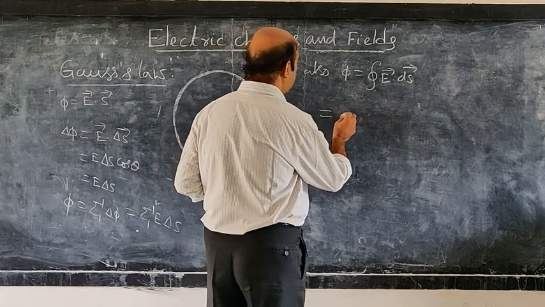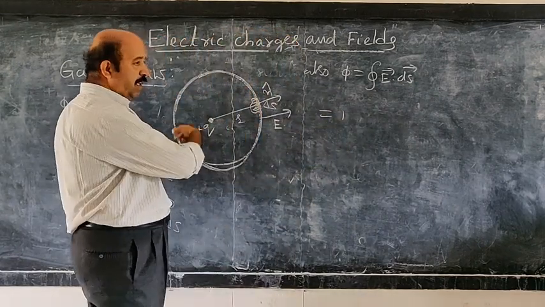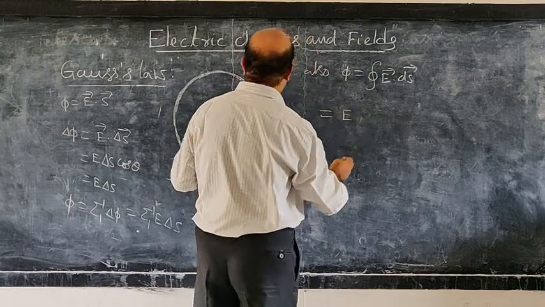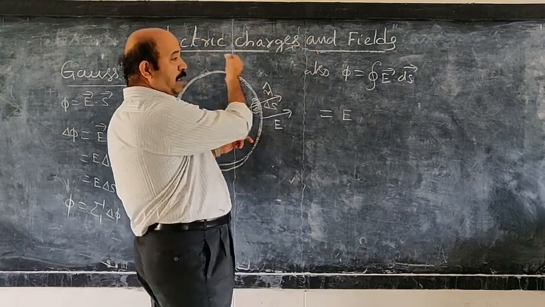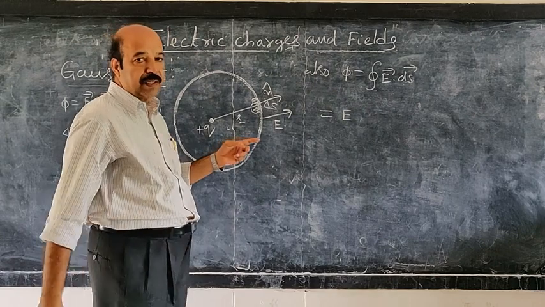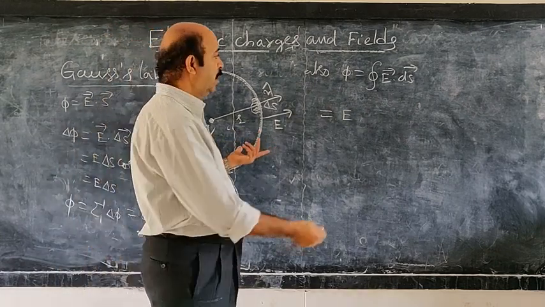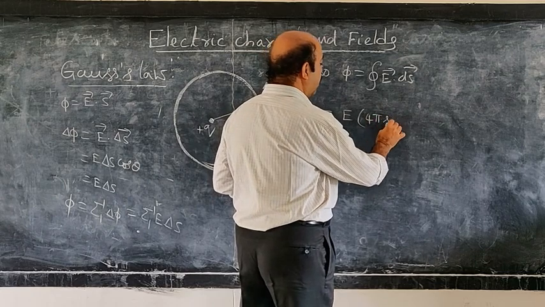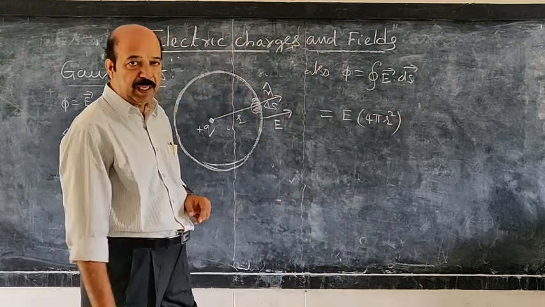So that is equal to, let us suppose here the field is the same at every point, hence E into the summation, which is for the surface area of the sphere. So what is the formula for surface area? The surface area formula is 4 pi r square, where r is the radius of the sphere.